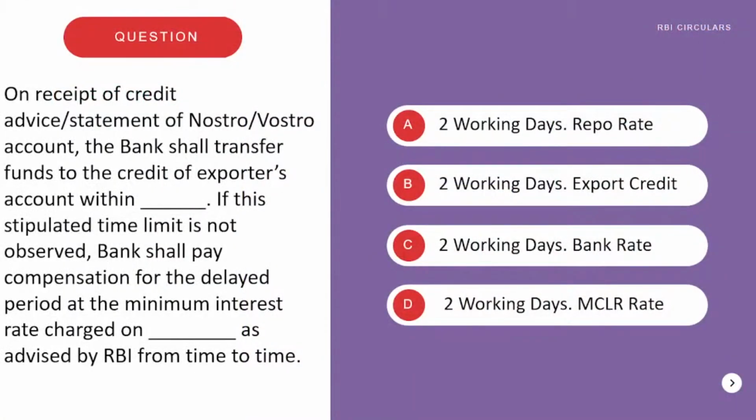On receipt of credit advice or statement of nostro account, the bank shall transfer funds to the credit of the exporter's account within how many days? 2 working days, 3 working days. If the stipulated time limit is not observed, banks shall pay compensation for the delayed period at the minimum interest rate charged on dash rate as advised by RBI from time to time. So 2 working days is the same for the first option. So it is within 2 working days, that is for sure.